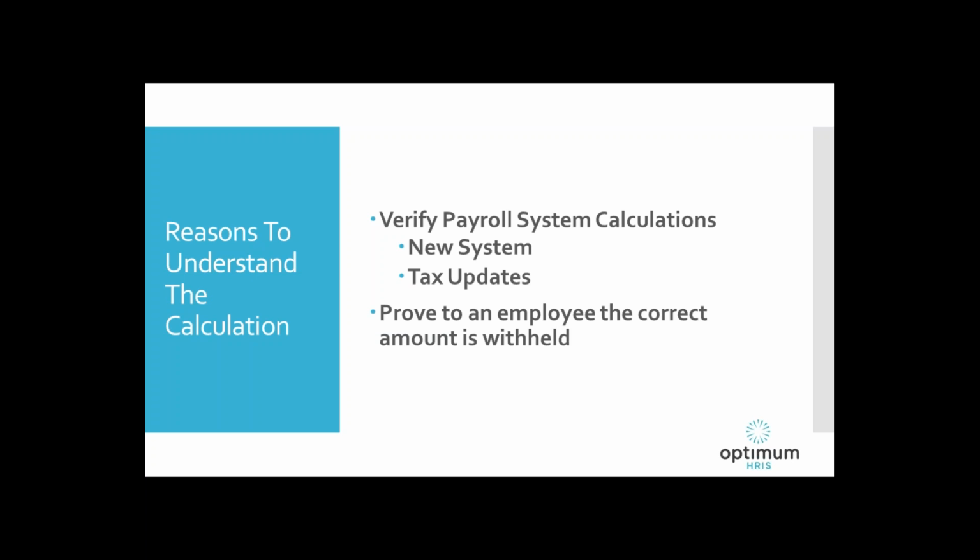There are quite a few reasons why you need to understand this calculation, how to manually calculate federal income taxes. And those include proving the calculation that's done by perhaps a new computer system or maybe an upgraded computer system. You might need to check the calculation after you've updated a new year's tax table, or you might need to prove to an employee that his or her taxes that you've been withholding have been correct.